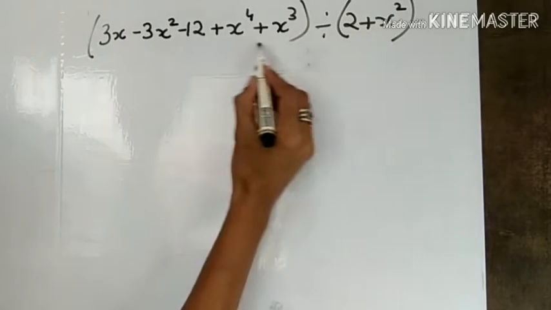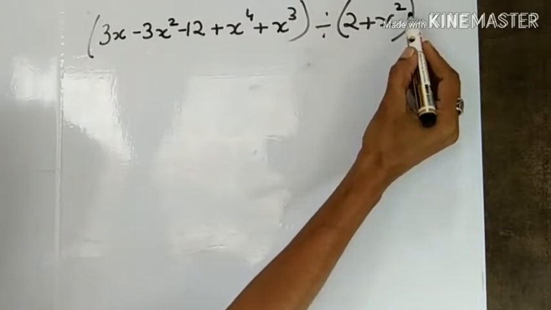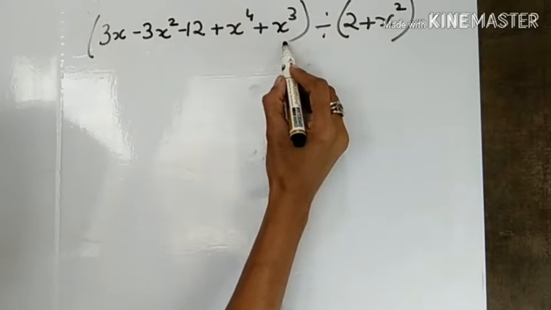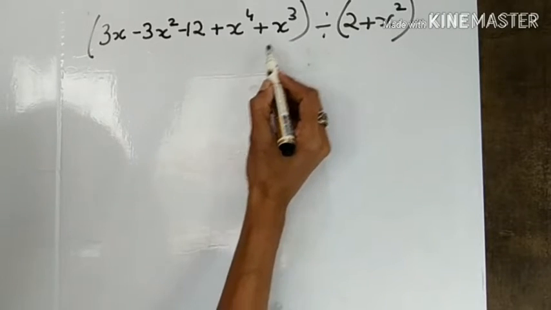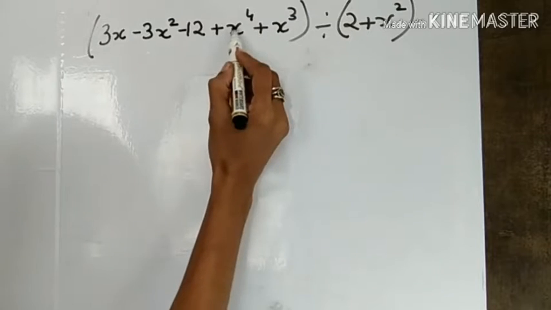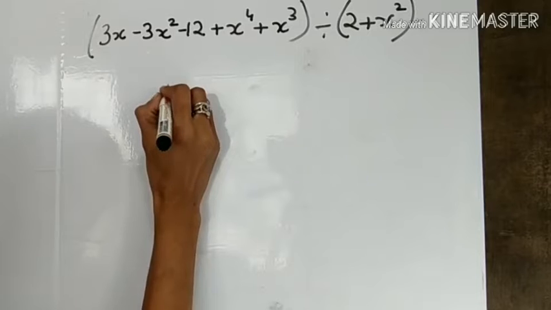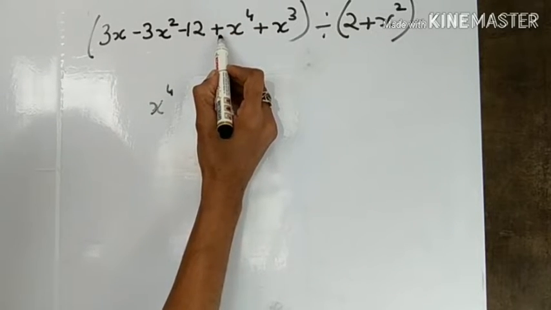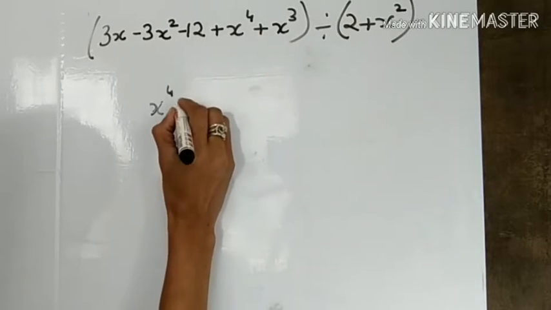The next problem here we have the dividend divided by 2 plus x square as the divisor. Now the first step is to arrange the terms of the dividend in the descending order of the index of the variables. Now here if you consider the maximum index is 4, so that becomes the first term, that is x raised to 4. And you also have to consider the signs along with the terms. So you have x raised to 4. The next term is plus x cube.